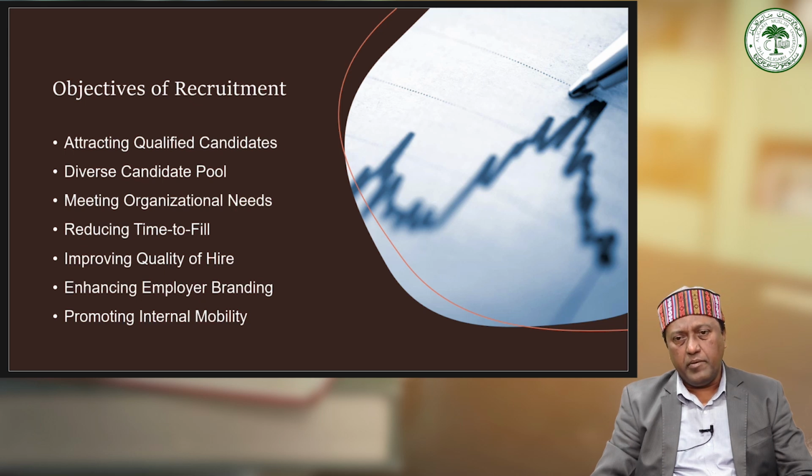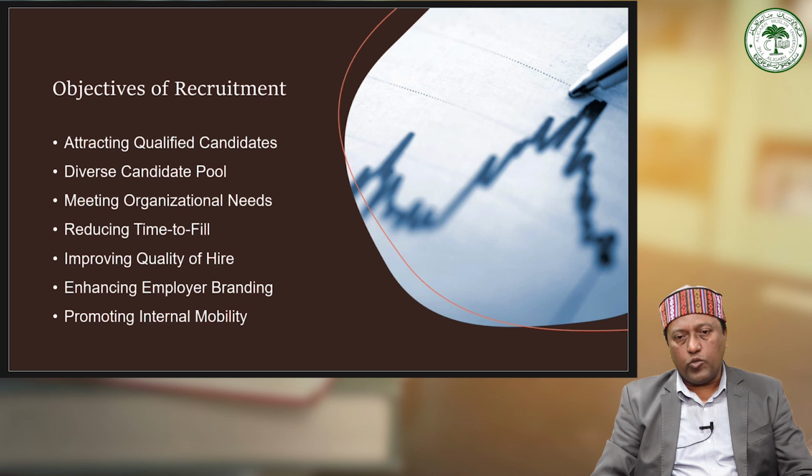Then the next objective is meeting organizational needs. Recruitment aims to address current and future staffing needs within the organization by identifying and filling the vacant positions in a timely manner. This is the foremost activity of recruitment, or in a broader sense, human resource management. And this involves aligning the recruitment efforts with organizational goals, strategies, and workforce planning initiatives to ensure that the staffing levels meet operational requirements.